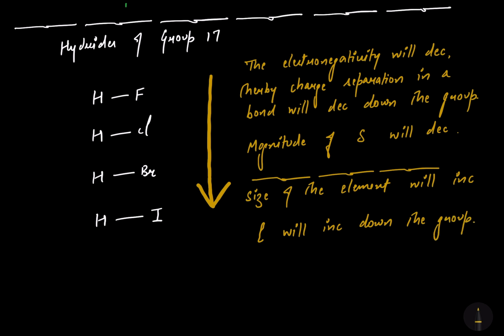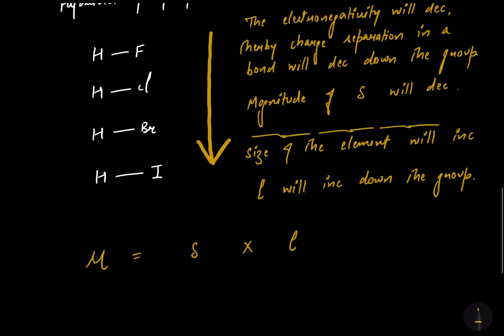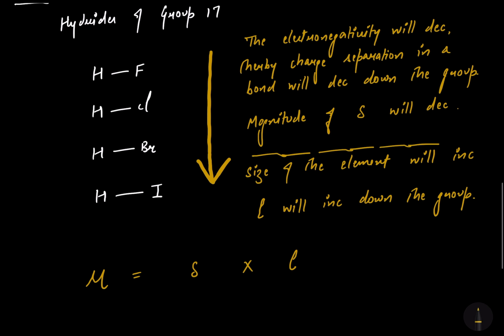Now, in this case, delta, the magnitude of charge, is decreasing down the group and the bond length is increasing down the group. But we have the formula of dipole moment to be delta into bond length. So in this case, delta will be the deciding factor. The magnitude of delta will dominate over the bond length. So dipole moment will depend on the magnitude of charge, not on the bond length.